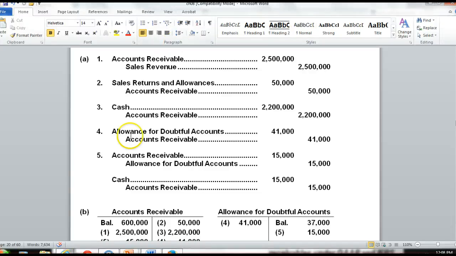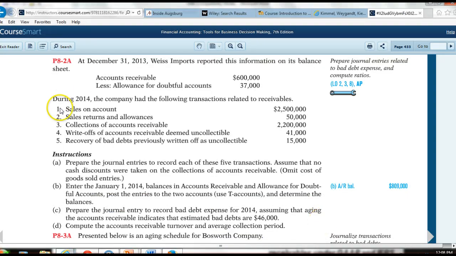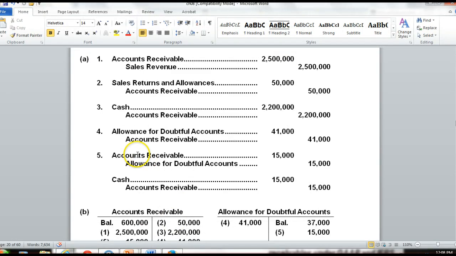Now, number 4 states that we wrote off accounts deemed uncollectible of $41,000. So we will debit our allowance of $41,000 and we'll credit accounts receivable of $41,000. And then some of those that we wrote off ended up paying. So we'll have to reinstate those accounts, debit our accounts receivable, credit our allowance, and then debit our cash and credit those receivables that did finally pay.